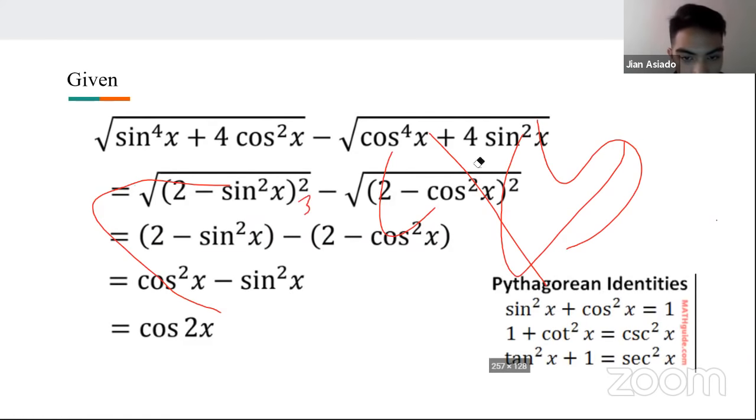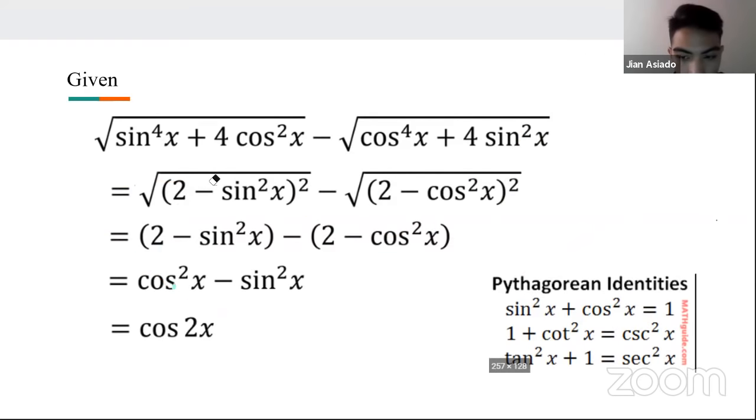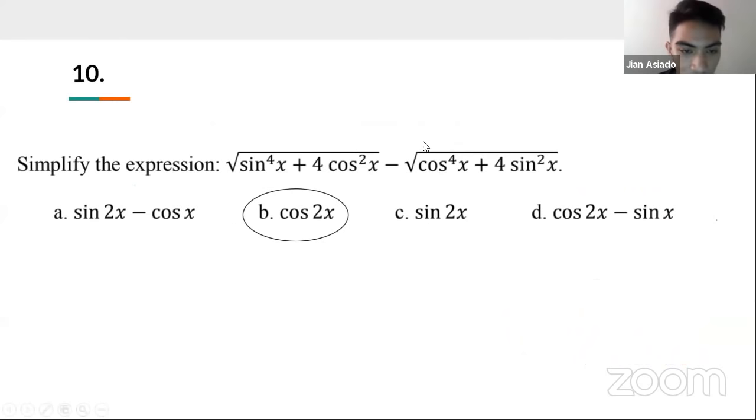Wait, sorry. Kaka-error lang. Well, okay. So, dito, gagamit ka uli ng isa pang identity, no? To equate this into cosine 2x, no? We'll provide the identities na lang, pwedeng magbigay ng supplement after all the review, no? Para may gamitin din kayong pang review for the trig identities. No? So basically, that's it.